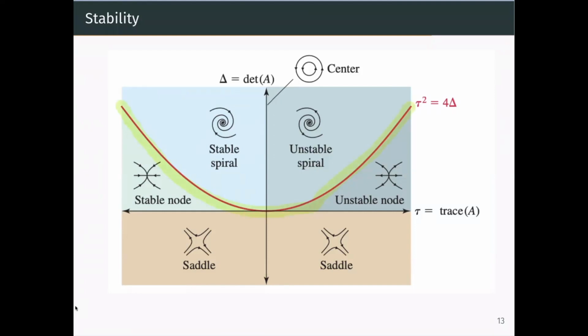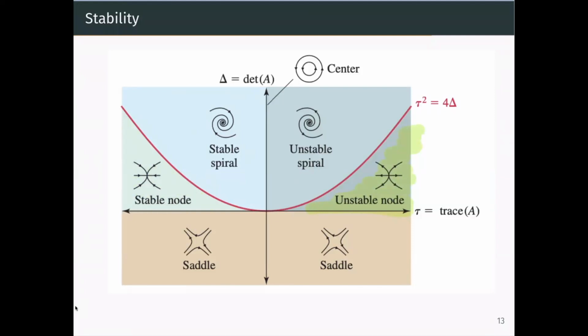So when we are above this curve, 4 times our determinant is greater than our trace squared. And so in this region here, we're going to have things that oscillate because we have complex eigenvalues. Whereas when we're below this curve, our trace squared is going to be greater than 4 times our determinant. So we're going to have things that don't oscillate. So we have either a stable or an unstable node.